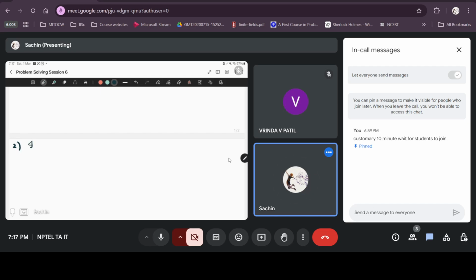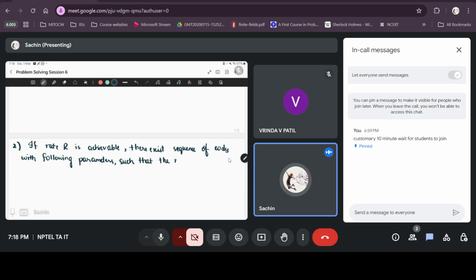The second question is as follows. If rate R is achievable, there exists a sequence of codes with the following parameters such that the maximal probability of error lambda n tends to 0 as n tends to infinity.